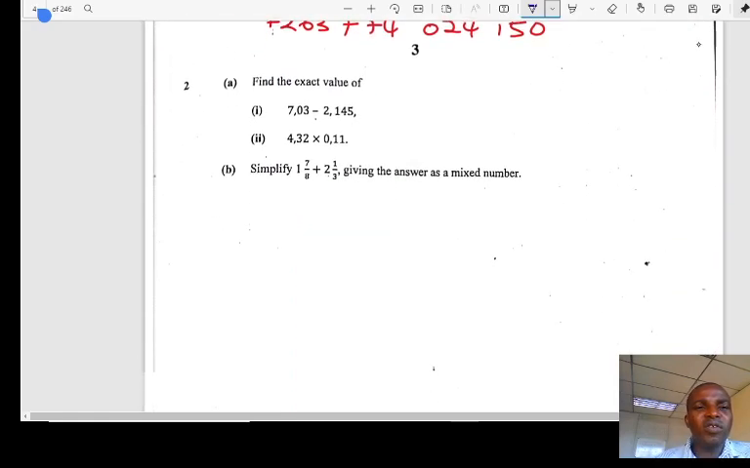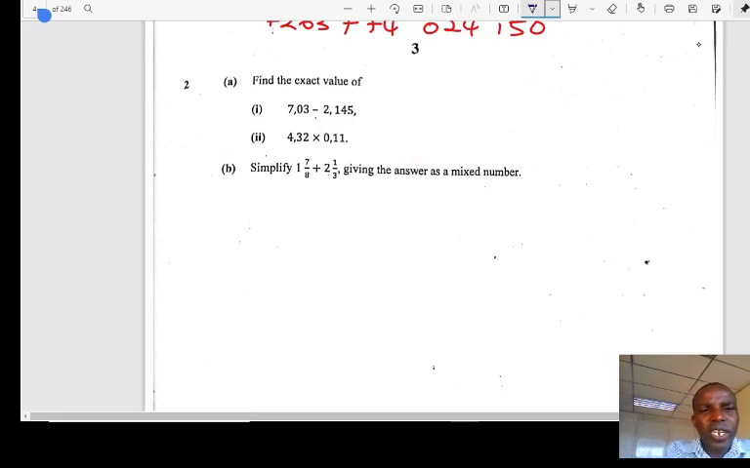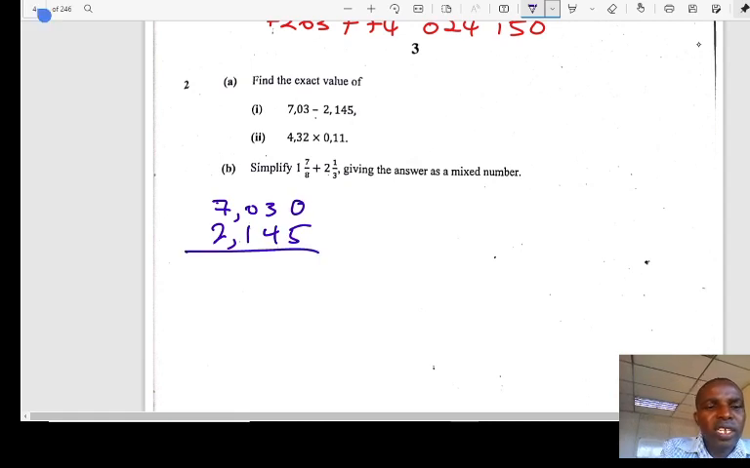Next, question number 2. Find the exact value of that one. This one is a subtraction: 7.03 minus 2.145, like this. You put a 0 here. When adding or subtracting, make sure that the commas are in line with each other. There's a comma down here.